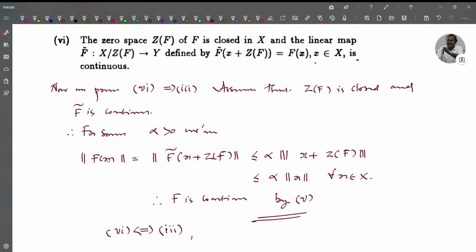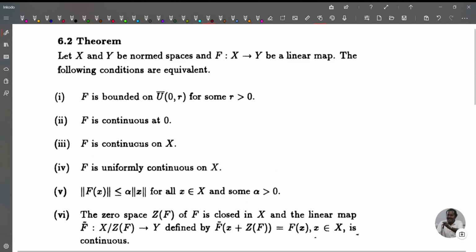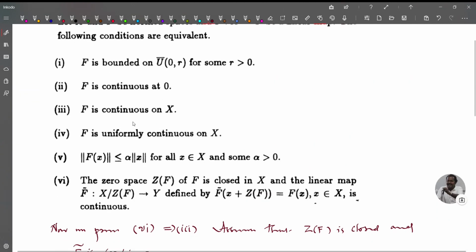We proved 1 if and only if 5. All the statements are equivalent.